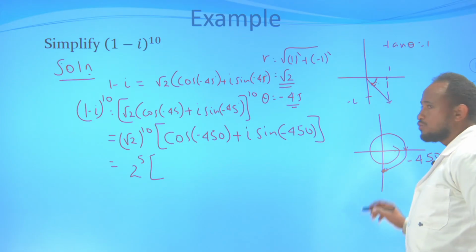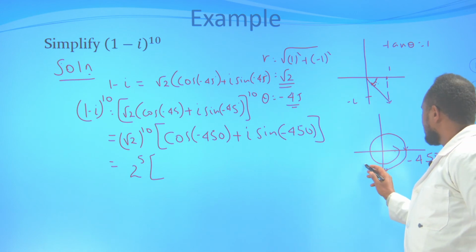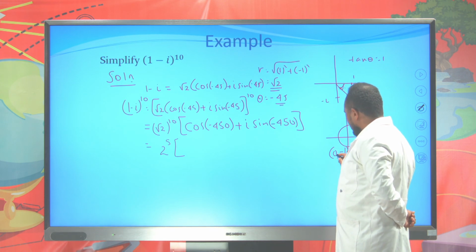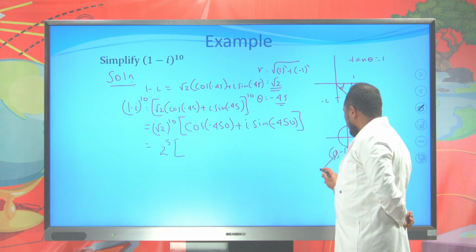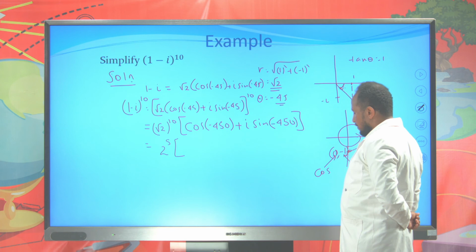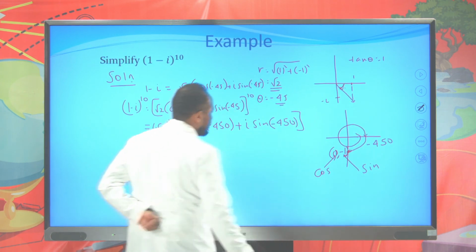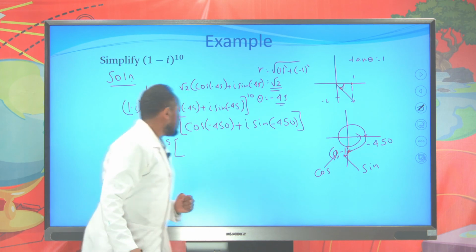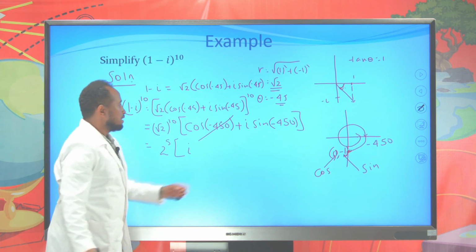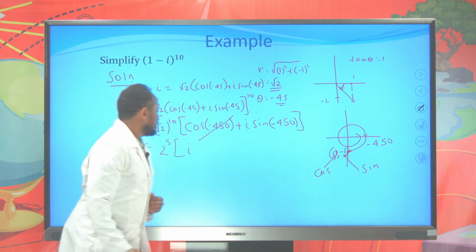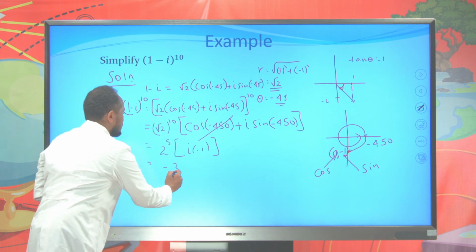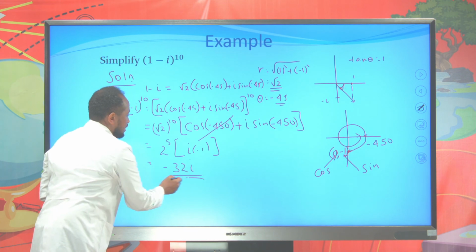Using the unit circle, the coordinate of this point is (0, negative 1), where the first coordinate is the value of cosine and the second is the value of sine. Therefore cos of negative 450 is 0, and i times sine of negative 450 is negative 1. When you multiply this out, you get negative 32i. So this is the final answer.